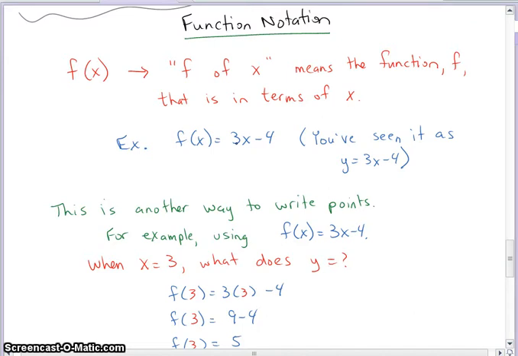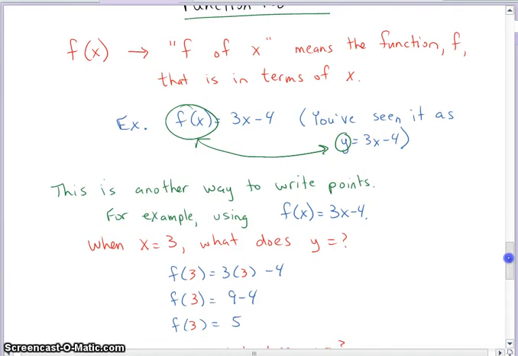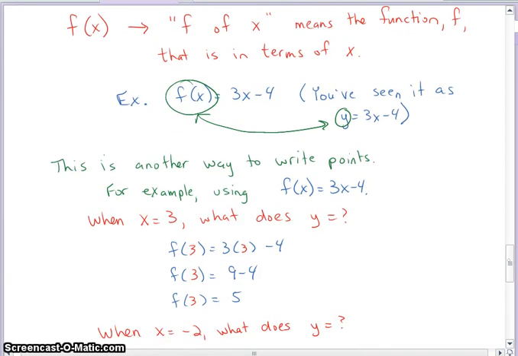So this would be an example. f of x equals 3x minus 4. You've always seen it as like y equals 3x minus 4. The y and the f of x, they just mean the same thing. The only reason we're using f of x now is because it's a shortcut to writing points.